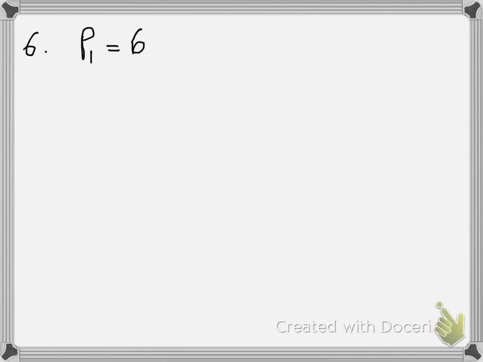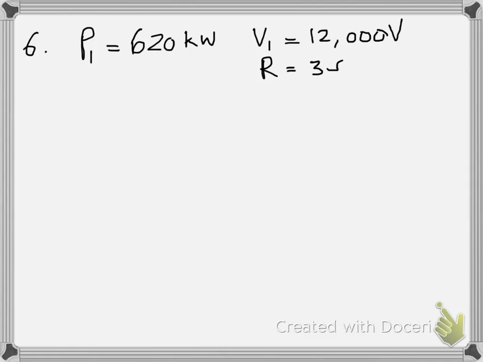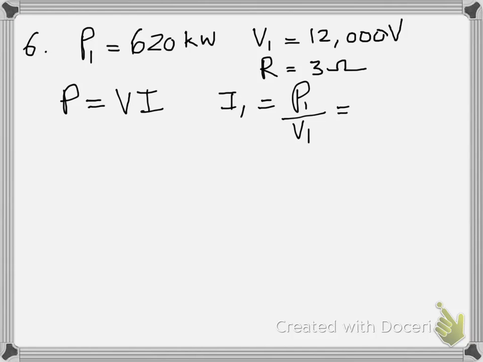The power is given as 620 kilowatts, which of course you have to change into watts, isn't it? Probably I'll do that later. And the voltage is 12,000. So we calculate the current first. The resistance is given. Power is voltage times current, isn't it? So you calculate the current. Current is power divided by voltage. Just rearrange. I called it I1, P1, and V1, and you get 620 times 10 to the 3, or 620,000 divided by 12,000.